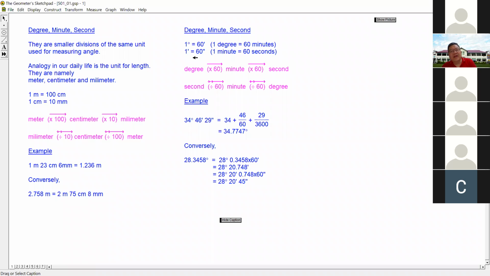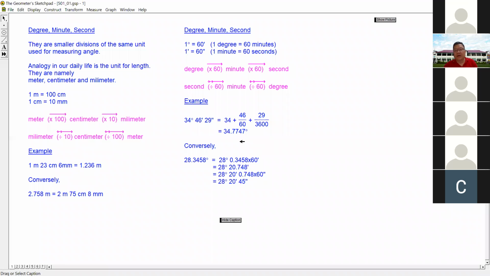1 degree is 60 minute, 1 minute is 60 second. So from degree, you go to a smaller division, minute. Then from minute, you go to a smaller division, which is second. Okay. So from second, you can move back to degree. Right. Now let's take for example like this. Right. 34 degrees, 46 minute, 29 second. Now this is actually the same unit but in different division, same unit.